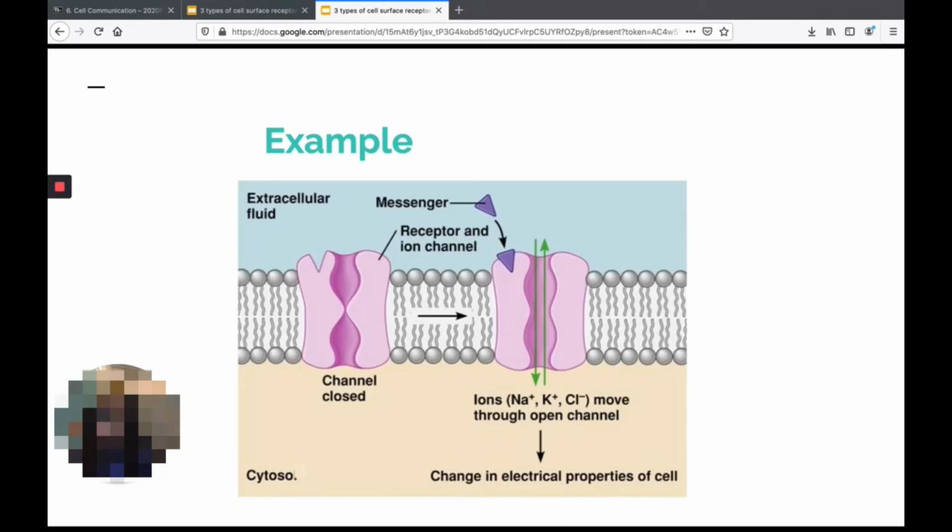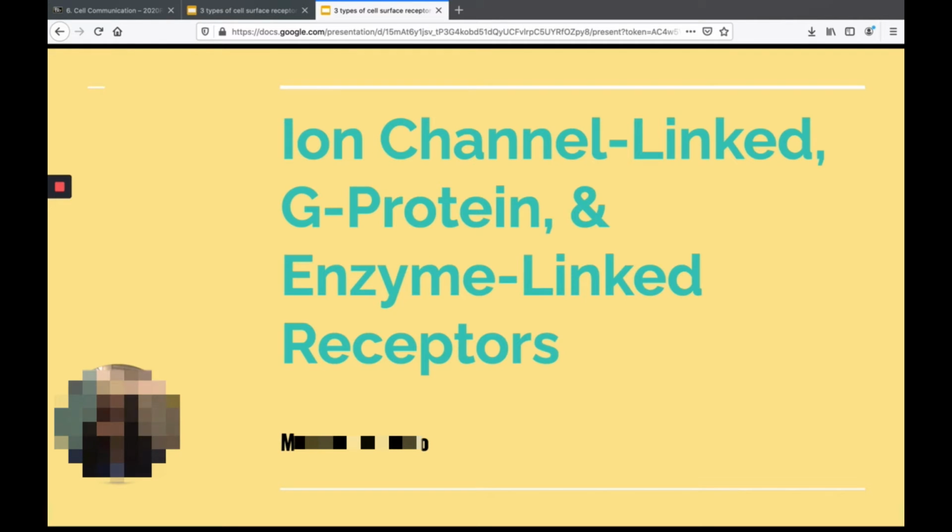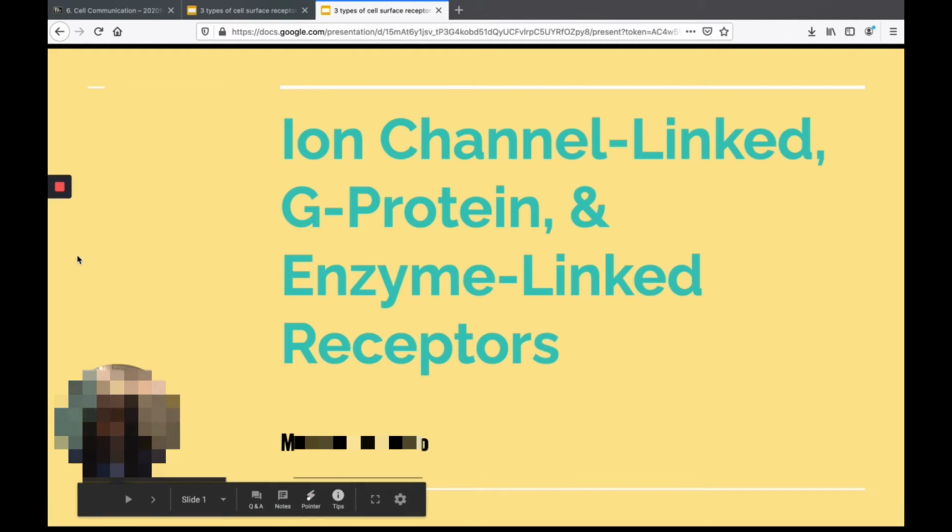So those are the 3 types of cell surface receptors. I hope you guys learned and liked it.